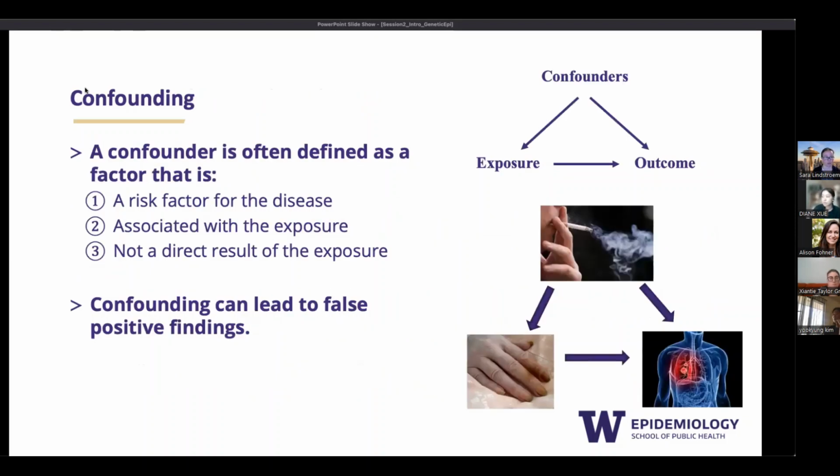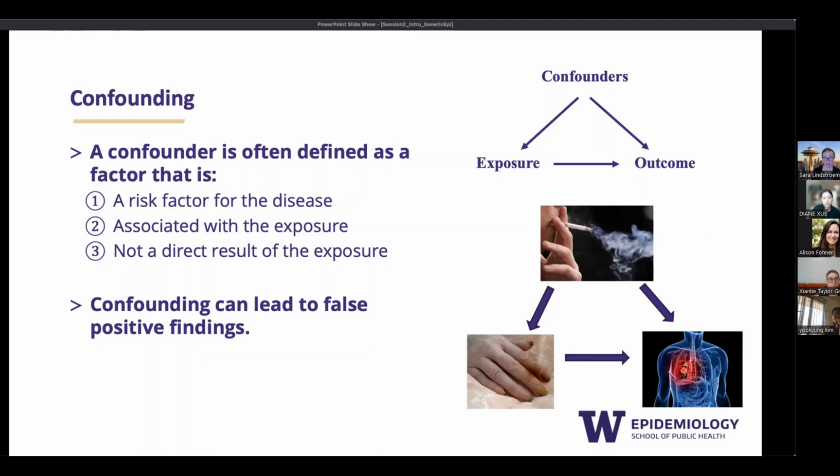One of the most common problems we see, which can really disrupt the pathway from association to causality, is confounding. A confounder is by definition a factor that is a risk factor for disease. It's also associated with exposure, but it's not a direct result of the exposure, so it will work on the outcome independently.